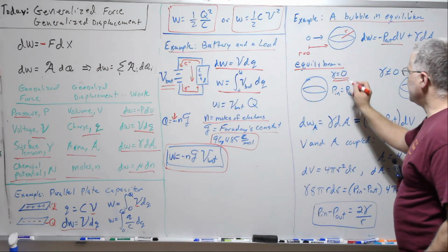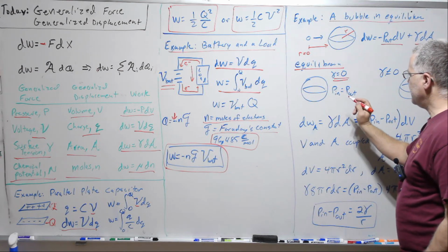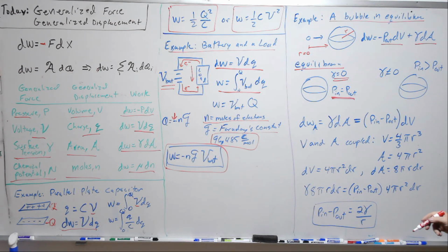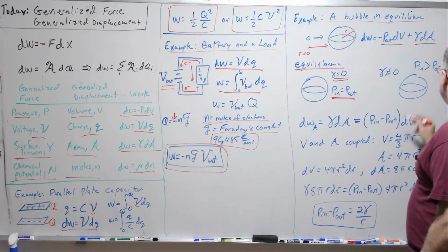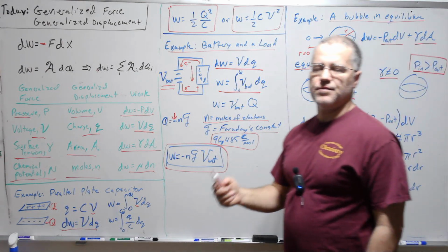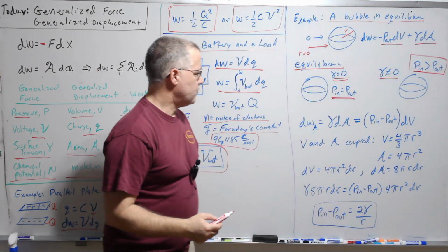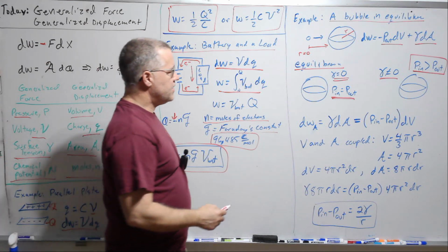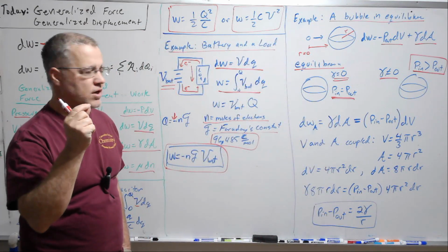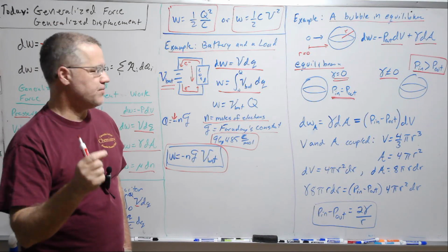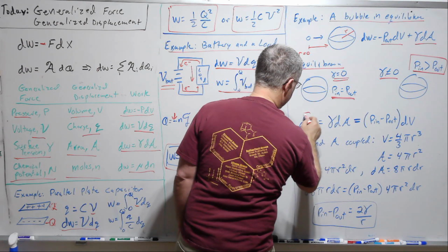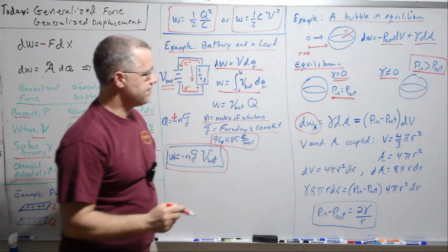If we pretend that we had 0 surface tension, then our pressures would be the same, but with non-zero surface tension the pressures would be different. So let's think about an infinitesimal amount of work here under these equilibrium conditions, and we'll call this, not dW, we'll call this dWA.